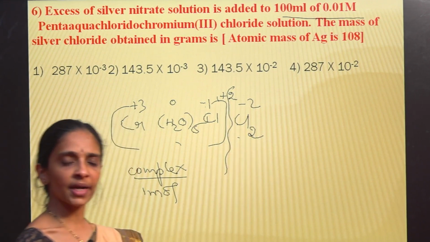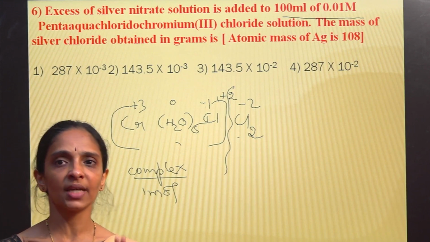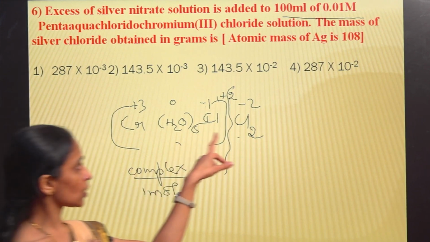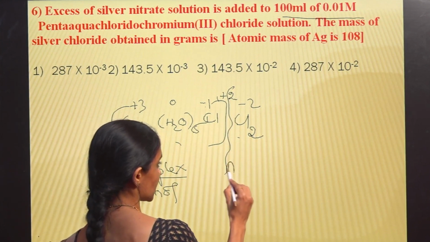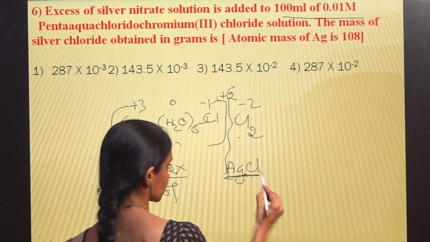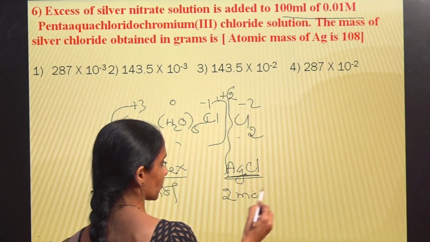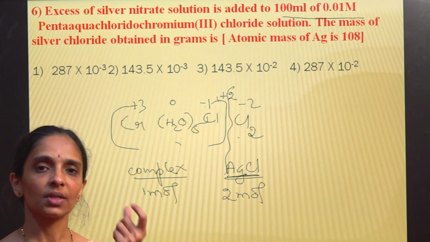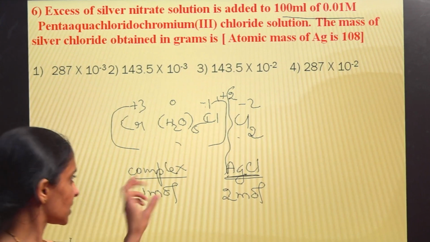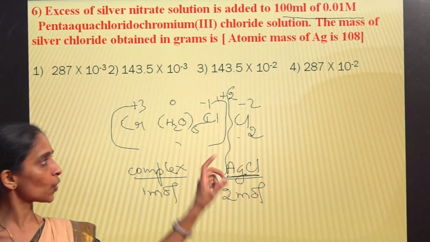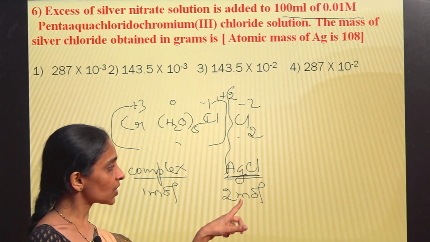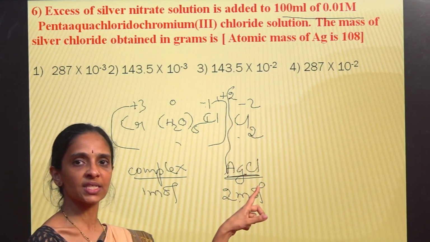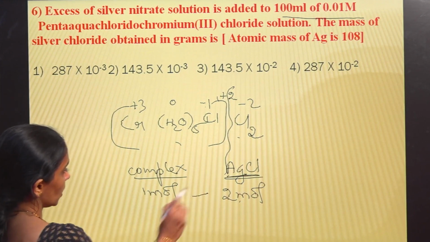And those chloride ions react with the silver nitrate solution and form silver chloride. Is it not? So how many moles of silver chloride will be formed? 2 moles. Because there are 2 chlorides, 2 moles of silver chloride will be formed. In case there are 3, 3 moles of silver chloride will be formed. If there is only 1, then 1 mole of AgCl will be formed.